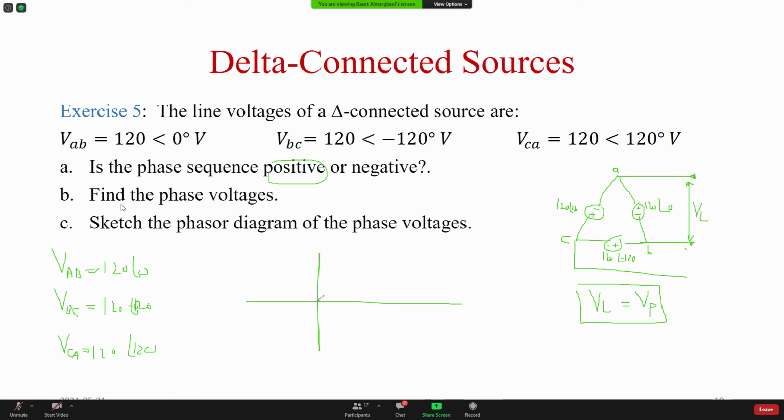120 angle 0, so that is this one. Then 120 minus 120, that is the second one. And the third one will be like this. This is VAB. And this is VBC. And this is VCA. The angle here is 120 positive. The angle here is minus 120, which is 120 in the negative direction. And this is the phasors here. Any questions?